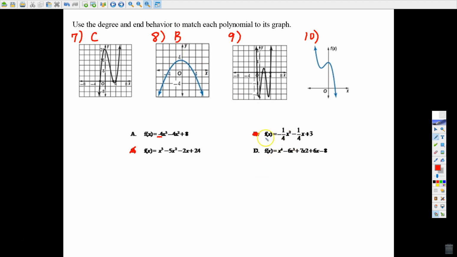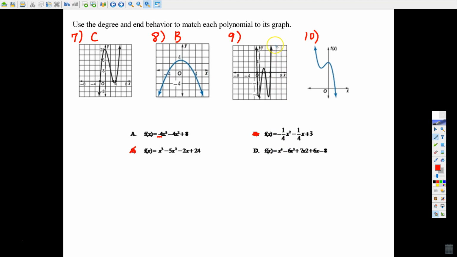All right, now we're down to these final 2. This has to be an even function because the right side and the left side are matching, so it's got to be a degree that's an even number, and that's easy enough to determine. There's only one left that's even degree, 4th degree, and that's letter D.